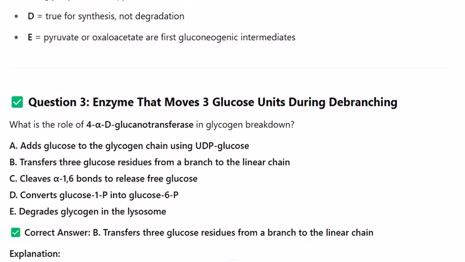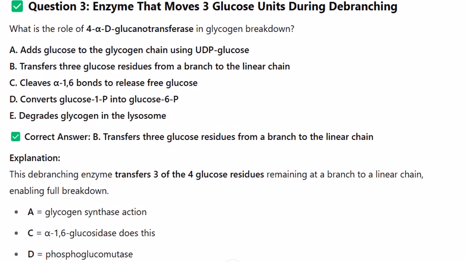Question 3. Enzyme that moves 3 glucose units during debranching. What is the role of 4-α-D-glucanotransferase in glycogen breakdown? A. Adds glucose to the glycogen chain using UDP-glucose. B. Transfers 3 glucose residues from a branch to the linear chain. C. Cleaves α-1,6 bonds to release free glucose. D. Converts glucose 1-phosphate into glucose 6-phosphate. E. Degrades glycogen in the lysosome. Correct answer B. Transfers 3 glucose residues from a branch to the linear chain.